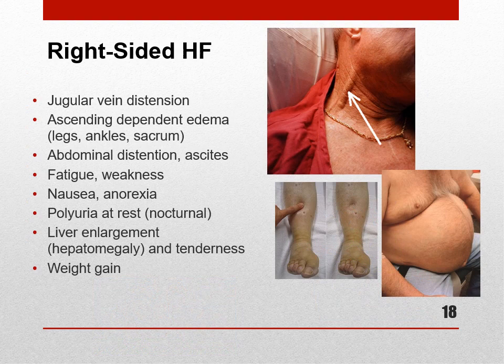Right-sided failure. Right-sided failure, where does it feed from? The body. So the right-sided failure, when it fails, you will see the backup of fluid in the body. So what you're going to see is fluid hanging around in the body. So you're going to see jugular vein distension. You're going to see edema. You're going to see organs getting distended. So abdominal distension, ascites, liver enlargement. You're going to see weight gain because the fluid is backing up into the body.